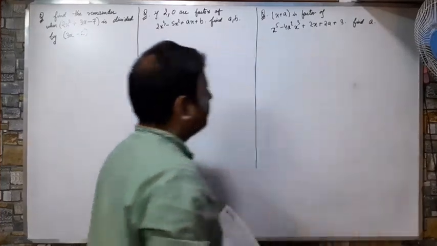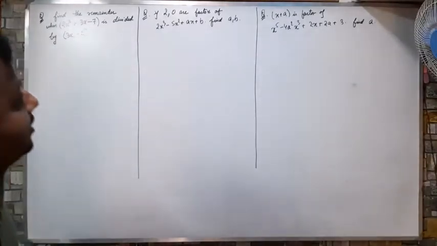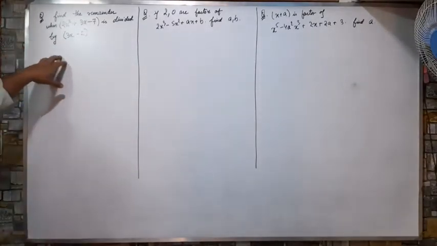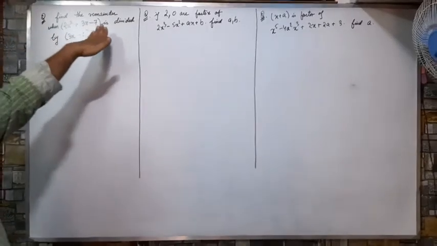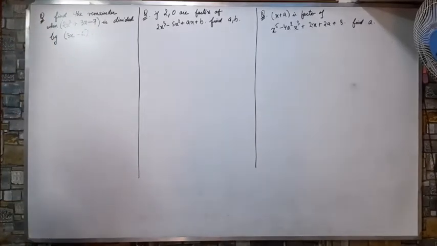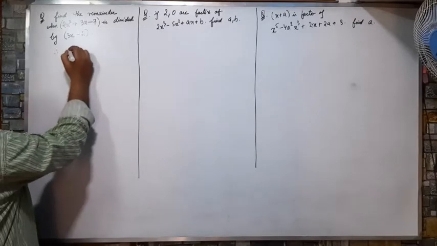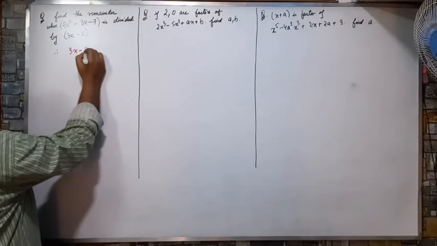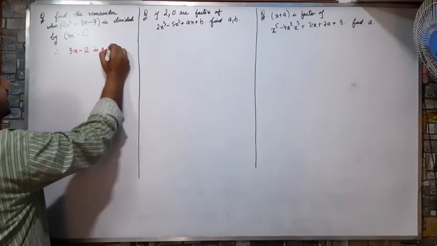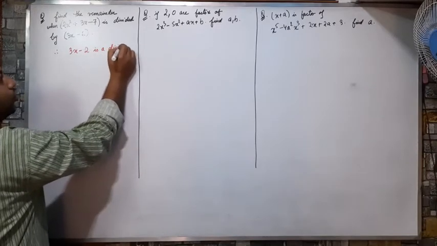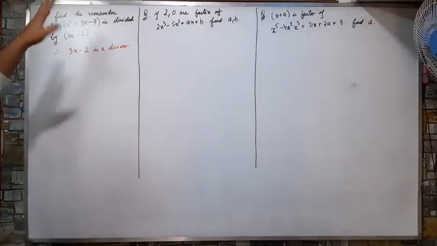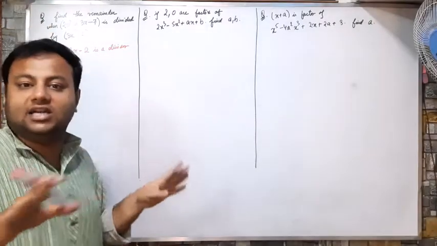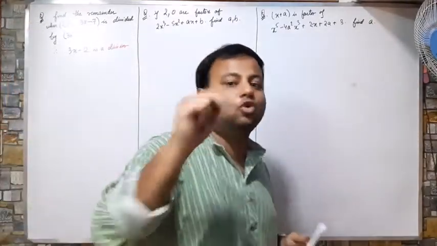So I have written 3 questions in front of you. The first question is find the remainder when 2x square plus 3x minus 7 is divided by 3x minus 2. So what I will say here is that 3x minus 2 is a divisor. I don't know if it is a factor or not. It is only a divisor. So you are only asked to find the remainder.